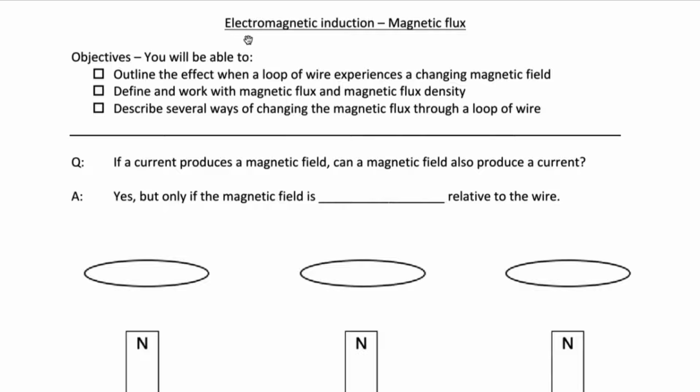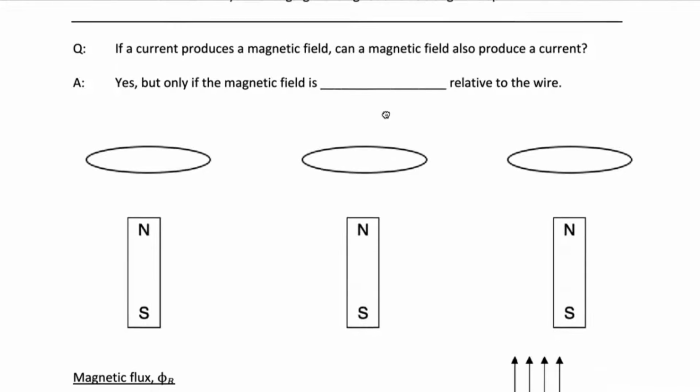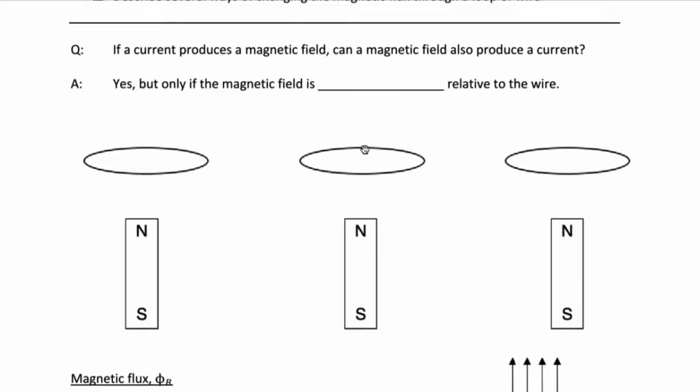In this lesson, we introduced the topic of electromagnetic induction by talking about magnetic flux, and here are the objectives. Now, given the observation that a current-carrying wire generates a magnetic field around it, in the 1800s, Michael Faraday and Joseph Henry were both independently investigating whether the opposite also holds true. In other words, they were asking, if a current produces a magnetic field, can a magnetic field also produce a current? And what they found is that the answer is yes, but only if the magnetic field is changing relative to the wire.